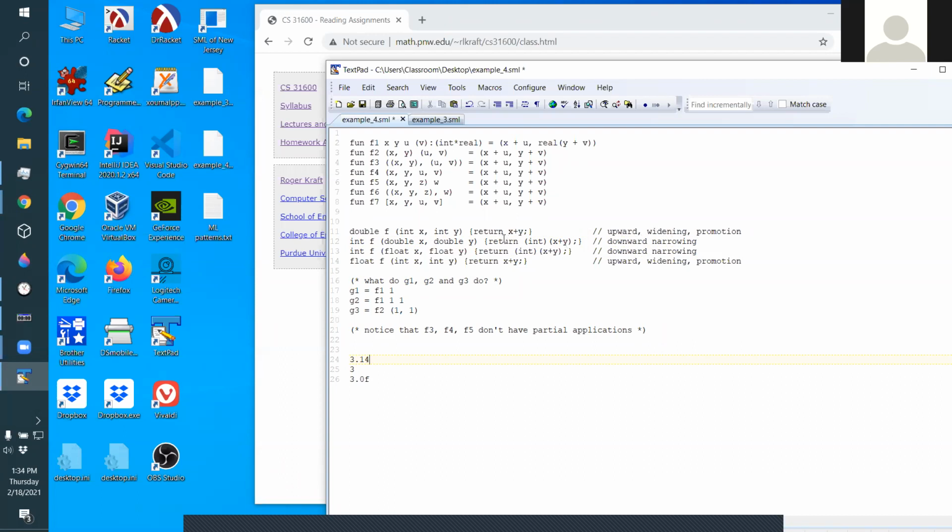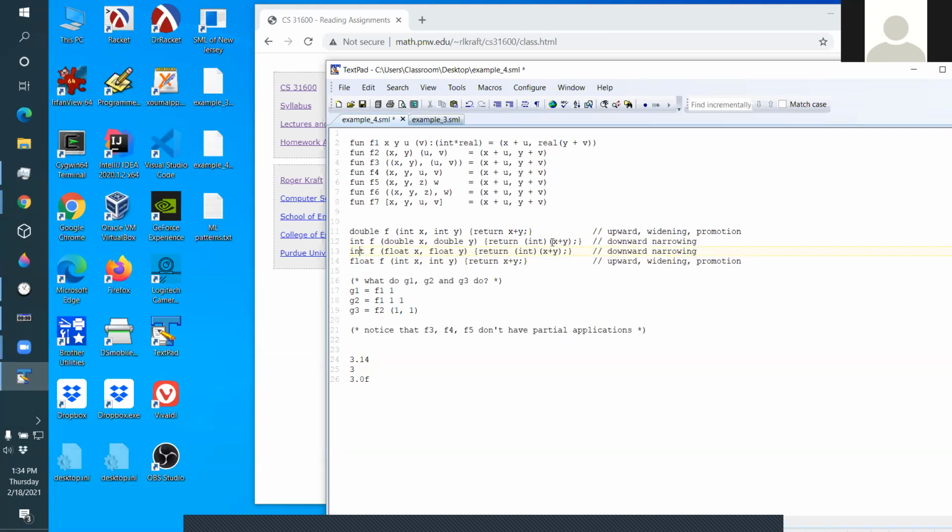It's motivated by going from int to double. Going from int to double is going from 32 bits to 64 bits. That's widening. But going from int to float is also called widening, even though they're both 32 bits. Okay. So going from int to double or going from int to float. Oh, let's see.